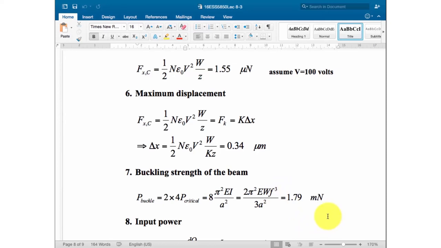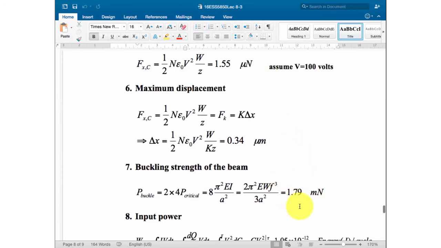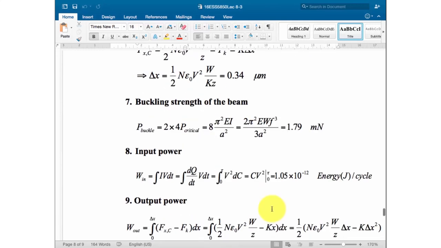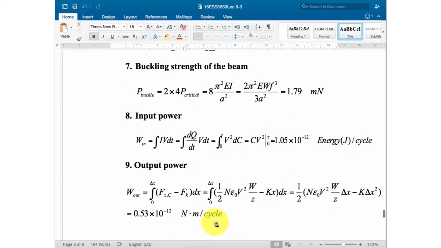Then we calculate the input power. The input power, we charge the capacitor, remember. So the energy will be this much, and the output power will be the work we were doing. You have a force times the displacement, and because the forces are constant force, so the force will be the static force minus the spring force. So after that, there's a total force you can output. But this needs to be integrated with the distance, because at different distances you have a different force. So after the integration, you got this kind of output power.